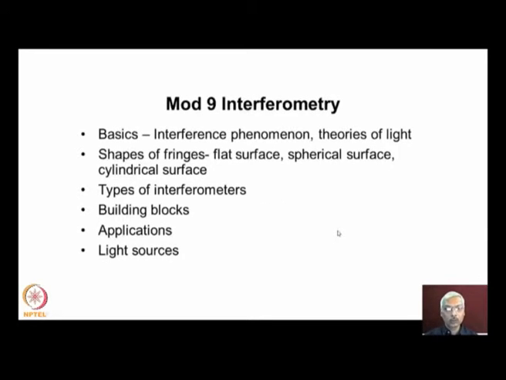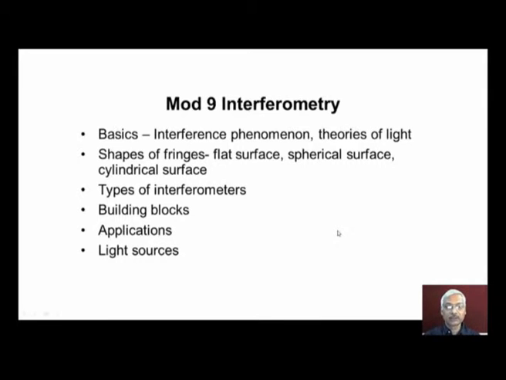I welcome you all to the series of lectures. We will start module 9 on interferometry. In this module, we will be learning about the basics of interferometry.